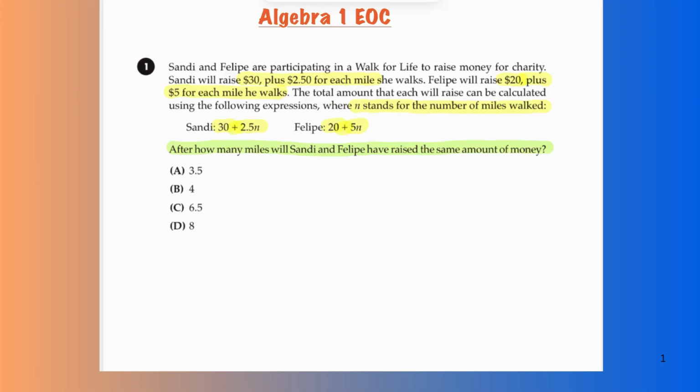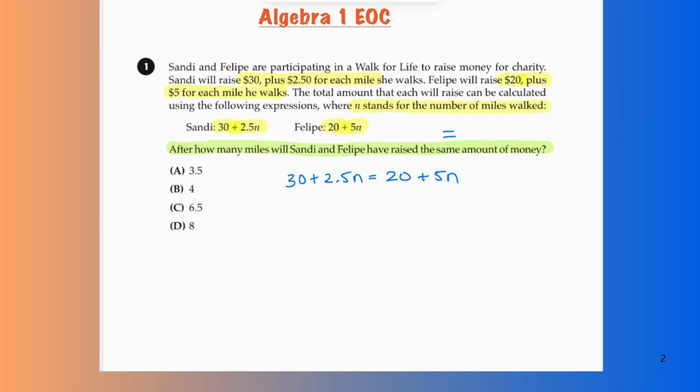In math, the same translates to equal. They're basically just asking us, when are these two expressions going to be equal to each other? So we're going to write an equation. Two things that are equal to each other make an equation. Once you've written your equation, you're halfway there. Now all we have to do is actually solve it.